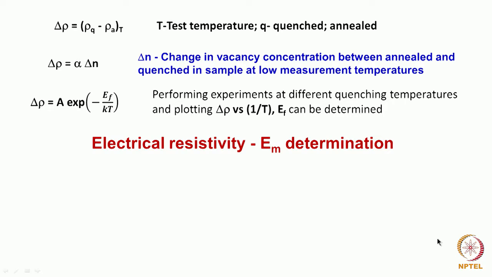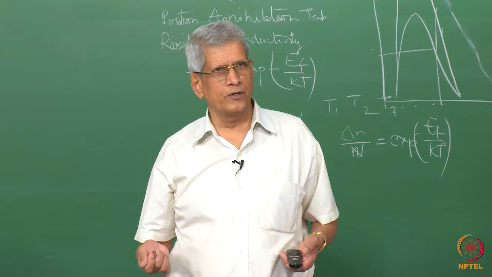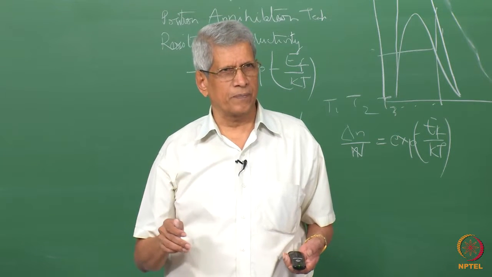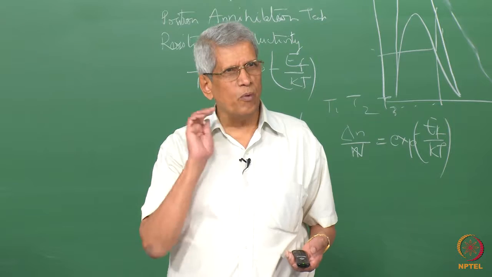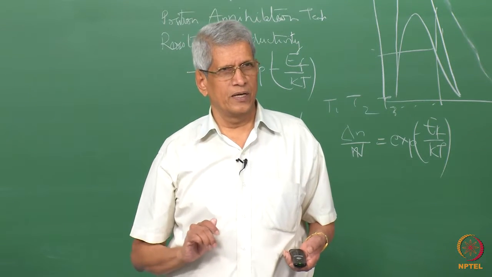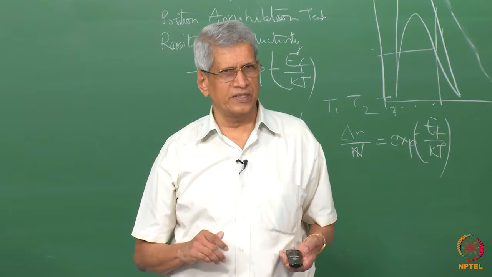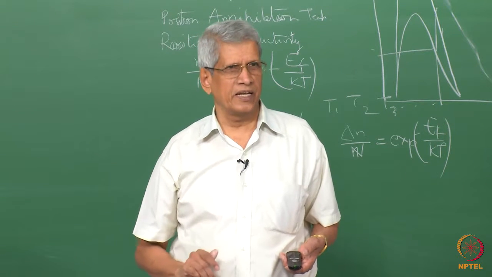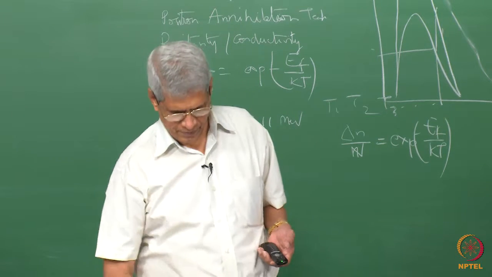Suppose we anneal the sample at a particular temperature where the vacancies are mobile. Then no more vacancies are added, but the existing vacancies reach different sinks and get annihilated. That means we are now looking at the vacancy mobility. So if we study the mobility of vacancies, we can get information about the migration energy, right?